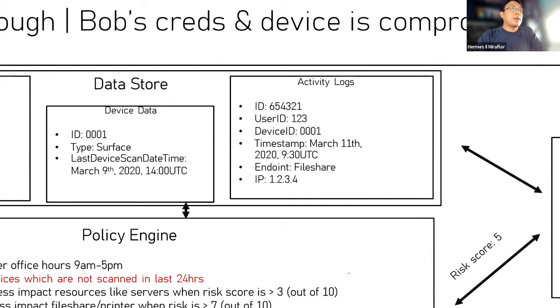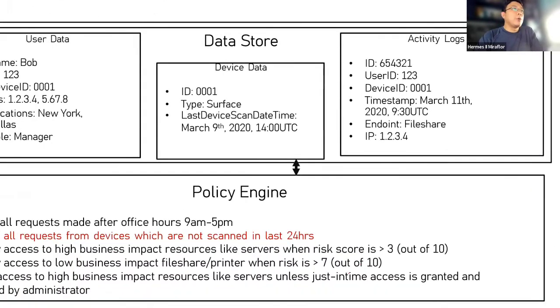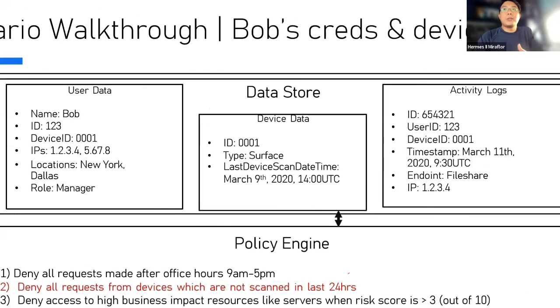Then we also have the activity logs. So here, we have the time that Bob last accessed a particular file share, the device he used, and the user ID that Bob used. Okay, so those are all the information that is stored inside the data store.